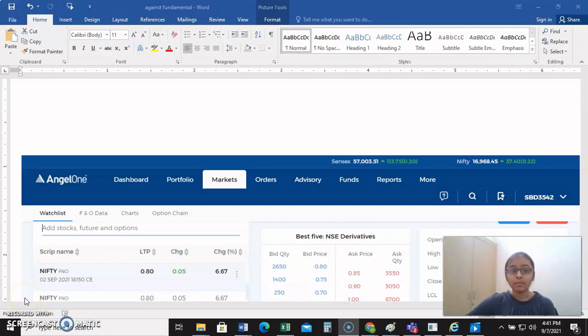Hi friends, before I talk about the strategies which I had executed yesterday, I would like to show you something which is against the fundamentals of option pricing. Have a look at the screen.